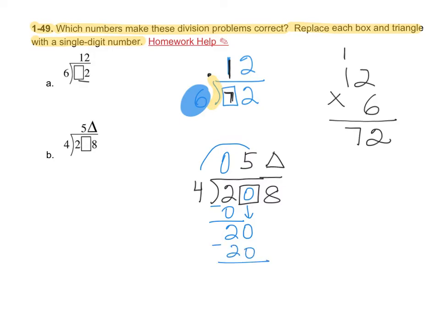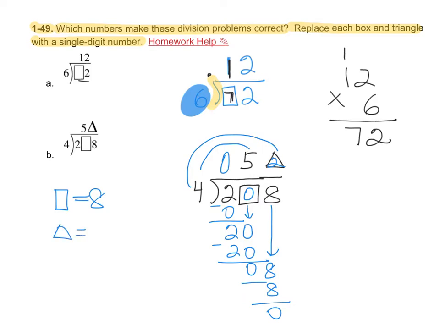So I'm continuing the long division, and then I can bring down the 8. That means what number times 4 will give you 8? So the missing number has to be now 2 in the triangle place. 2 times 4 is 8. So for problem B, the rectangle missing number is 0, and the triangle is 2. So long division actually worked.